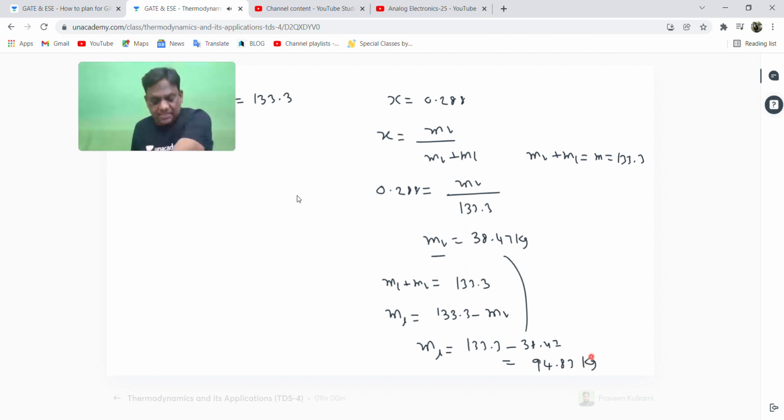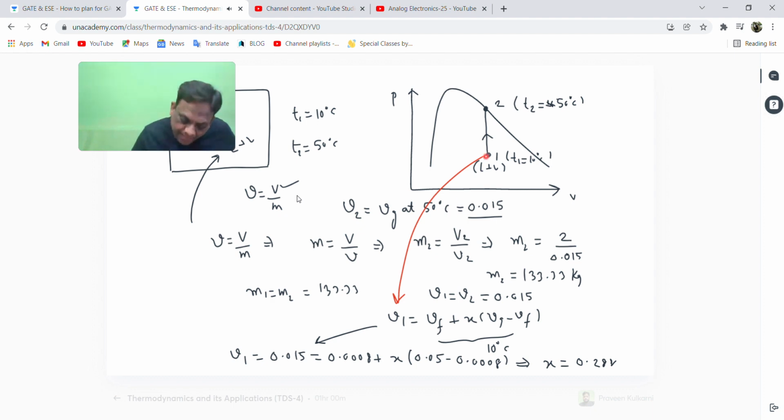So let us analyze clearly, my dear students. Initially there was 94.8 kg of liquid and how much vapor? 38.47 kg. And finally the whole thing is vapor, 133.33. So this is the problem. Please tell me, is the question clear? It is one of the good questions.